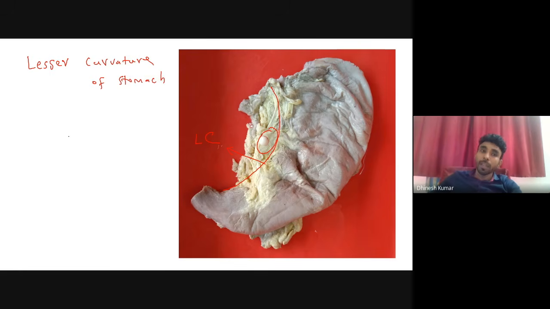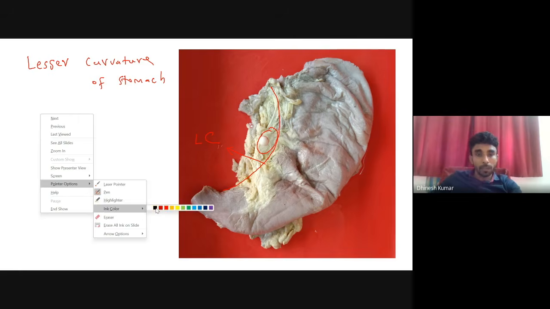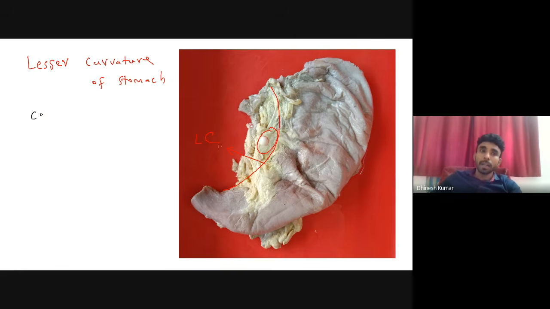Again, similar to the greater curvature, for this lesser curvature of stomach also, the sub-question will be what? Content. So what are the contents of the lesser curvature? Are you able to see the yellow color structure? That is the lesser omentum. The lesser omentum is attached to the lesser curvature, which contains right and left what?